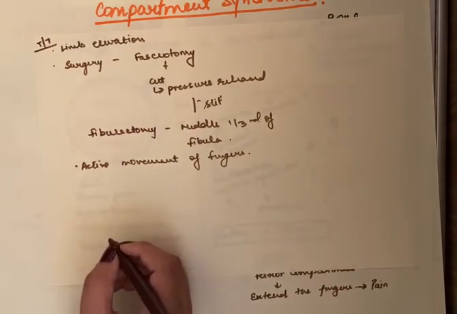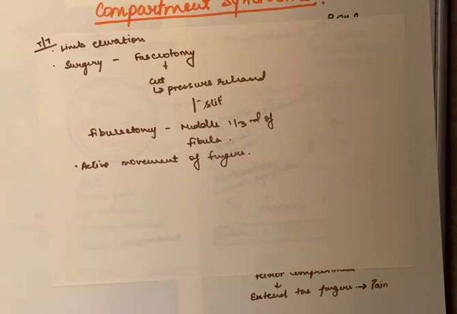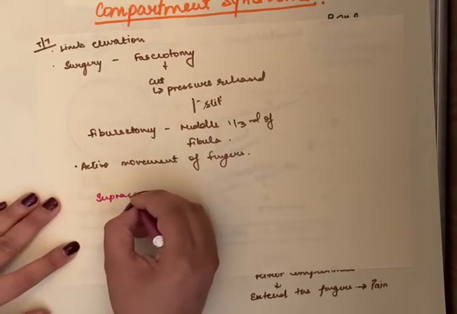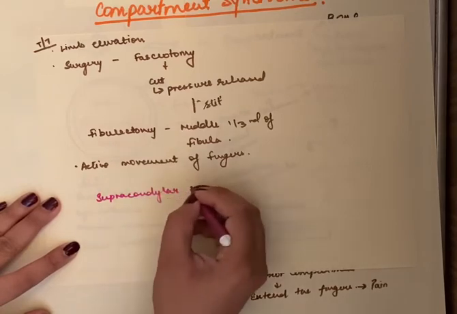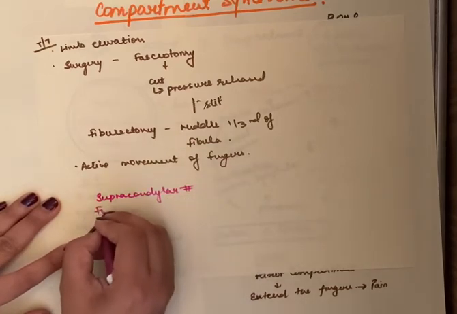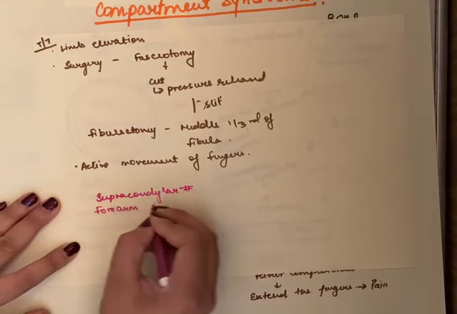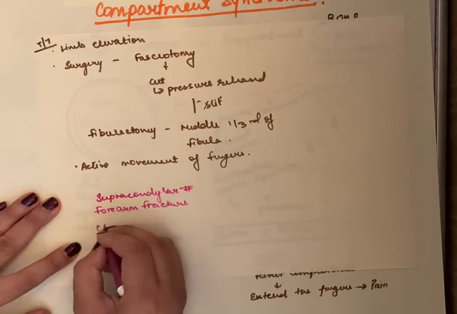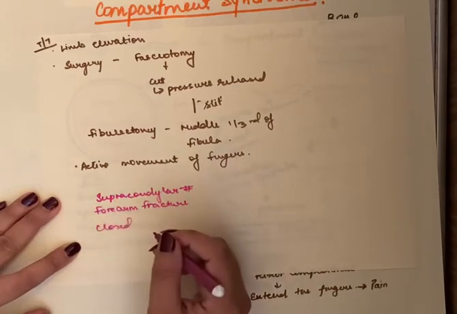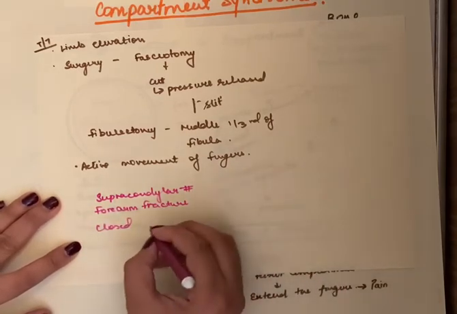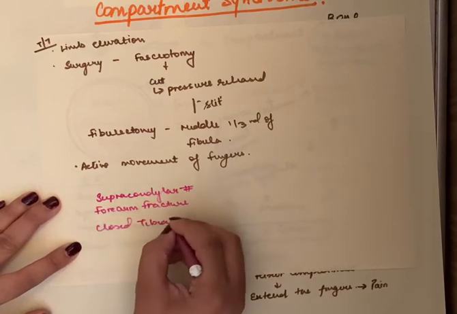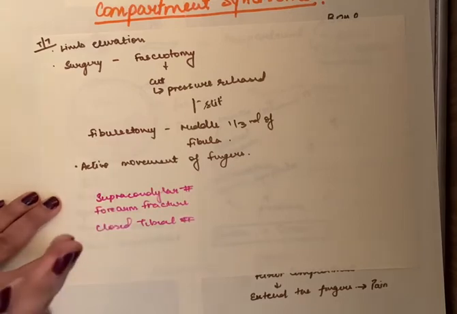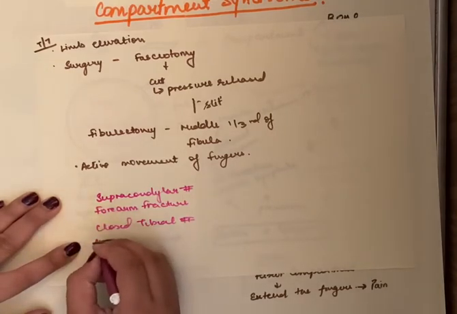Now in what kind of fractures does this occur? Supracondylar fracture, forearm fracture, closed tibial fracture. This will only occur in the closed fractures mainly. Why? Because it is a compartment syndrome. Compartment is a closed structure. Crush injury.